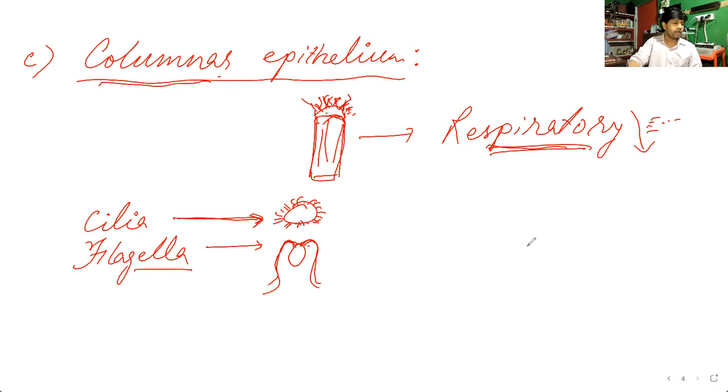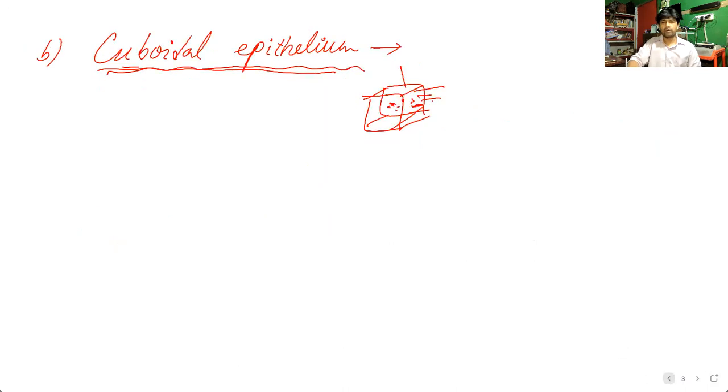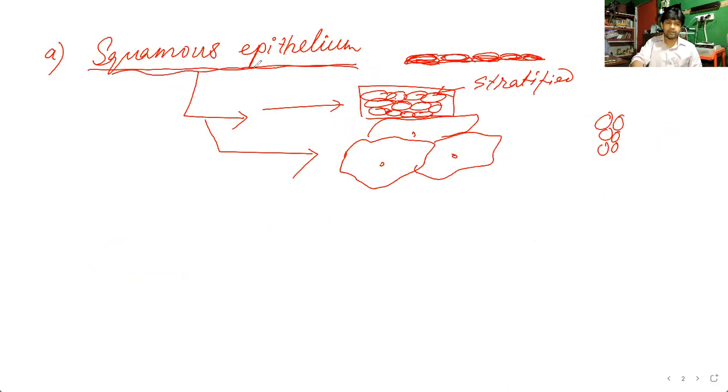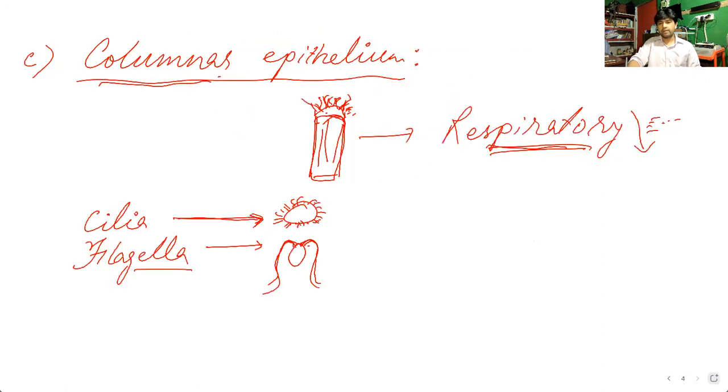So that is the third one. And fourthly, already I told you about that. That is the stratified squamous epithelium. Squamous epithelium has another type, that is the stratified squamous epithelium. So that is the fourth type. These four types of epithelial tissue are generally observed in our body. Except them also, we are getting another one, that is the glandular epithelium. Okay, so one new name we are getting, that is the glandular epithelium.